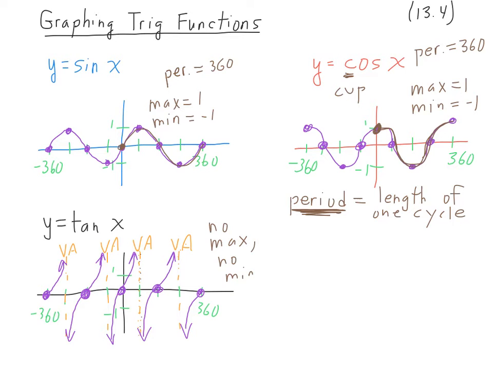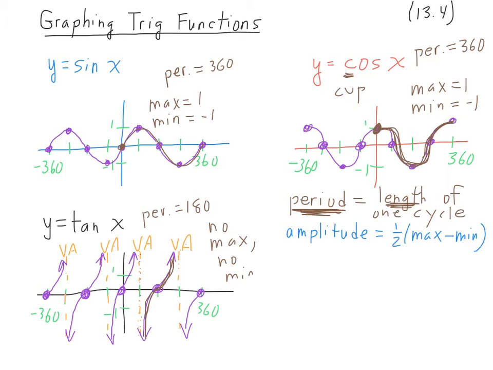Okay. So down here with the tangent, the period is not going to be the same. The period here is 180 degrees. So if you look at the distance between these asymptotes, this distance between 90 and 270 is 180. So that would be the period or the length of one cycle. By length, we're really talking about the x values, which is really the angle. Or sometimes we think about it as the amount of time to complete one full cycle.